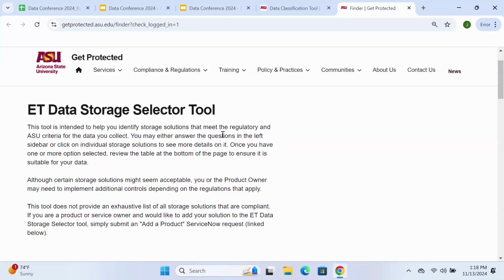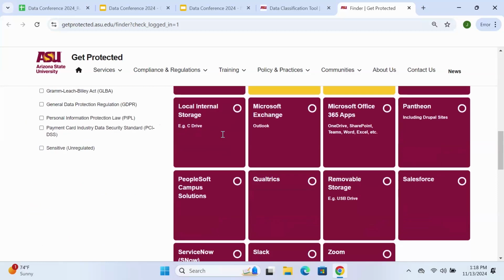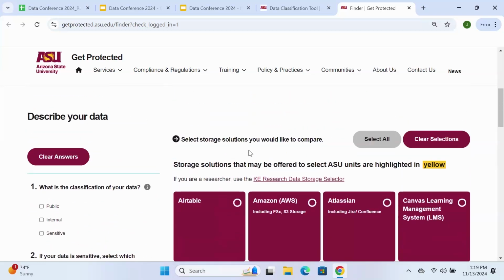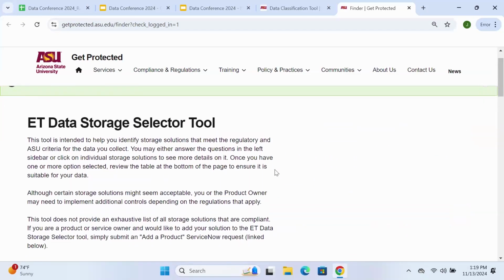And I do want to point out that this is an enterprise-wide storage selector tool. There is a research storage selector tool that is specific to researchers. So we do have that linked right here. If you are a researcher and you have research data, that's where you want to go. But this tool does offer enterprise-wide tools that are managed and supported by ET.